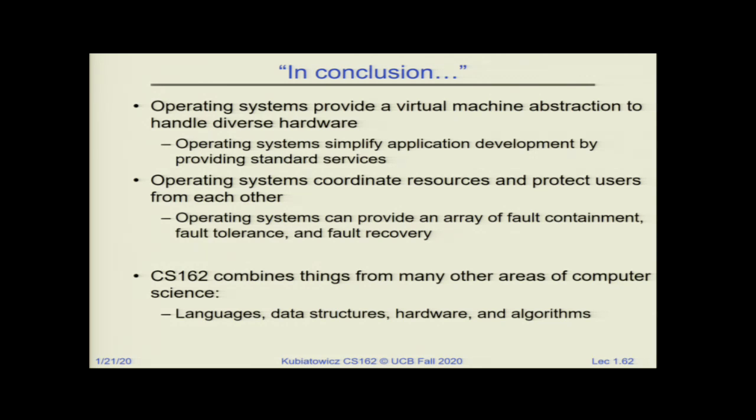Operating systems provide a virtual machine abstraction to hide diverse hardware. We started talking about that. Operating systems simplify application development by providing shared services. They coordinate resources and protect users from each other. And basically, CS162 is going to combine things from many areas of computer science: languages, data structures, hardware, algorithms, security, you name it, we will touch on it.